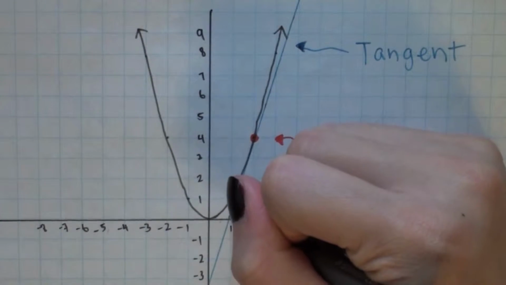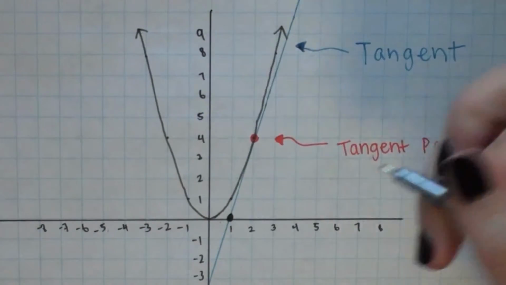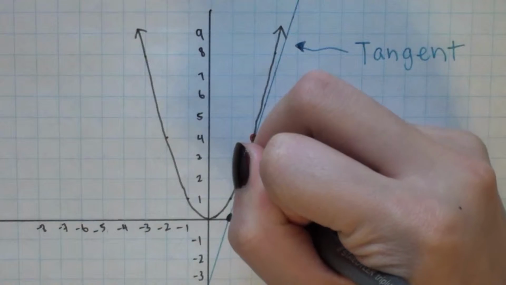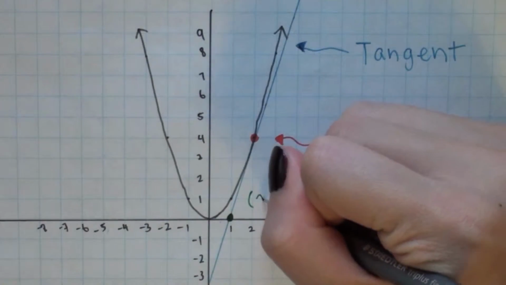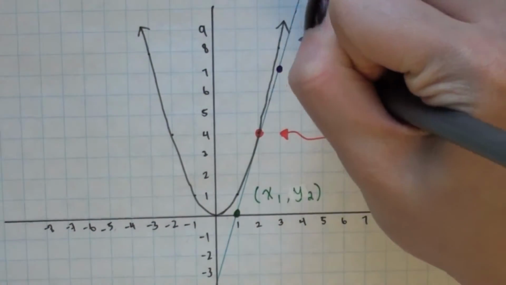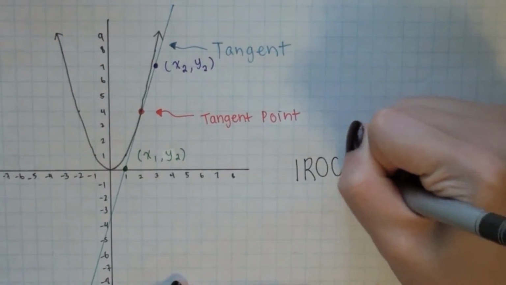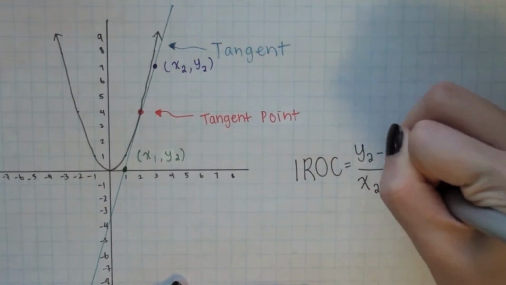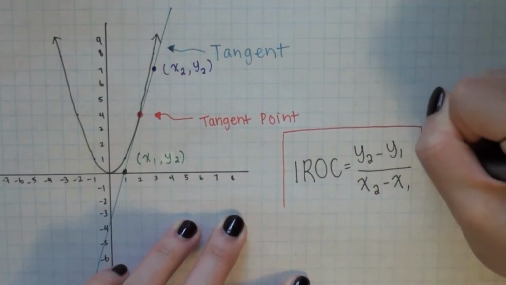Then, finding 2 points on the tangent, use them to sub into the equation IROC equals y2 minus y1 over x2 minus x1. Make sure that the x and y values of the first point are being subtracted from the x and y values of the second point. The y values have to be placed in the numerator and the x values in the denominator.